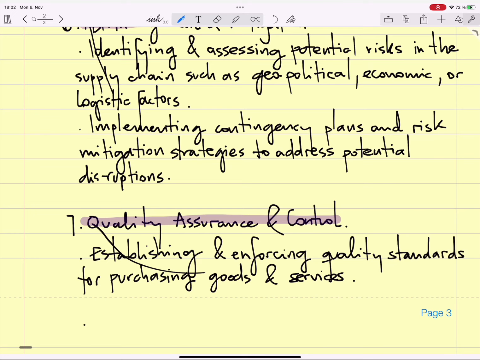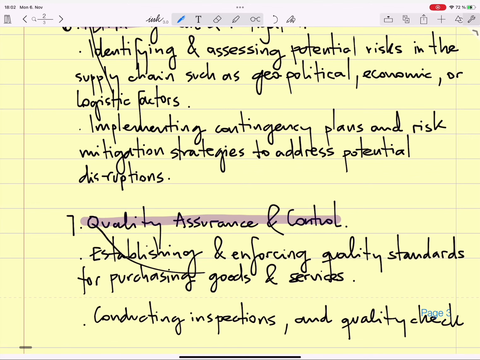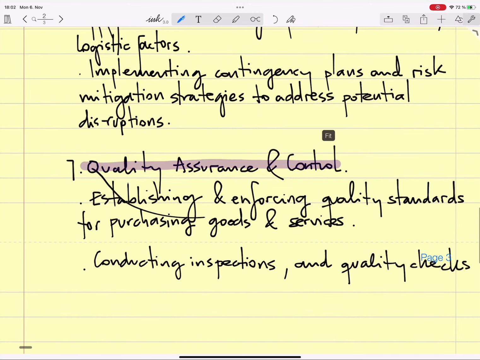And the next is you need to conduct inspections and quality checks to ensure adherence to specs.